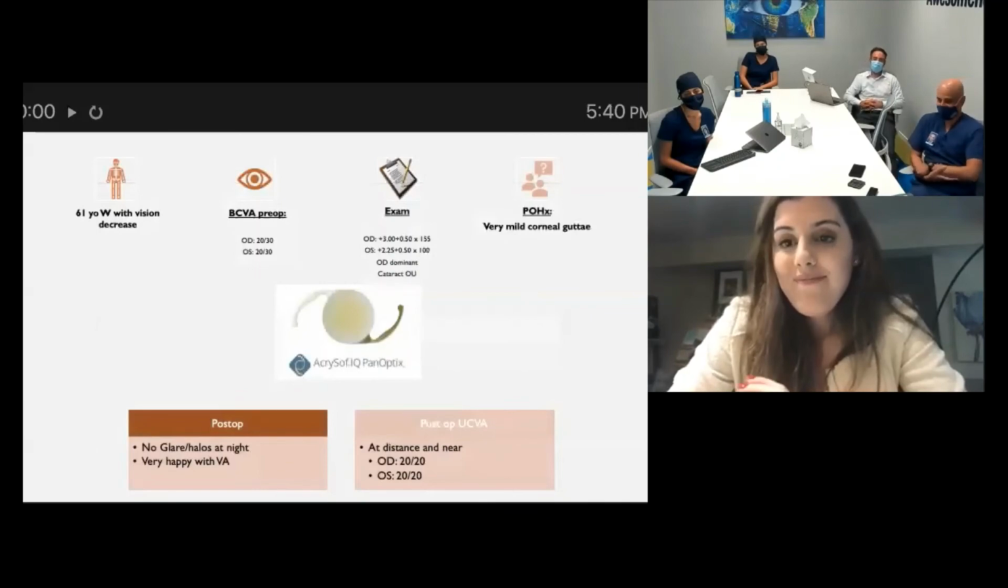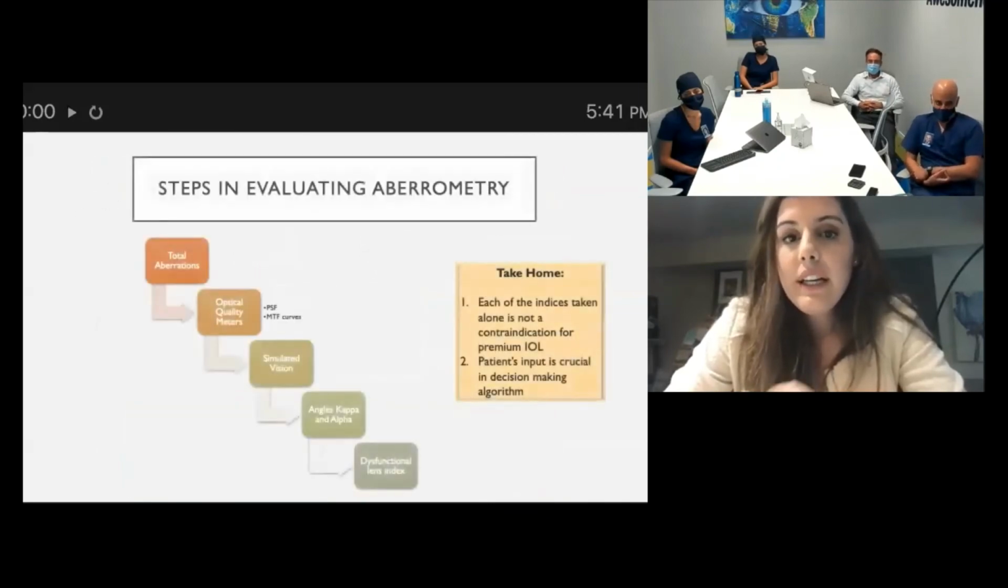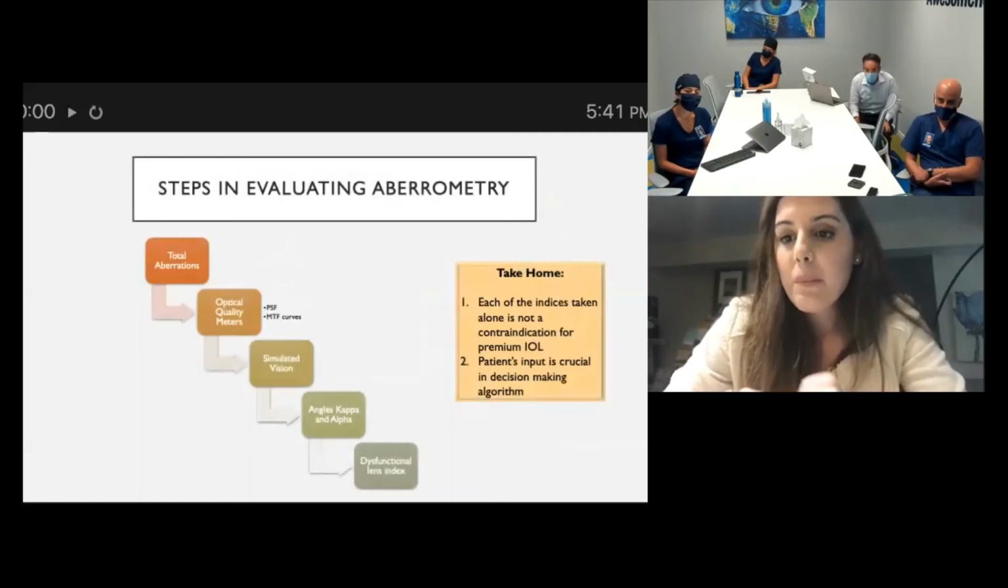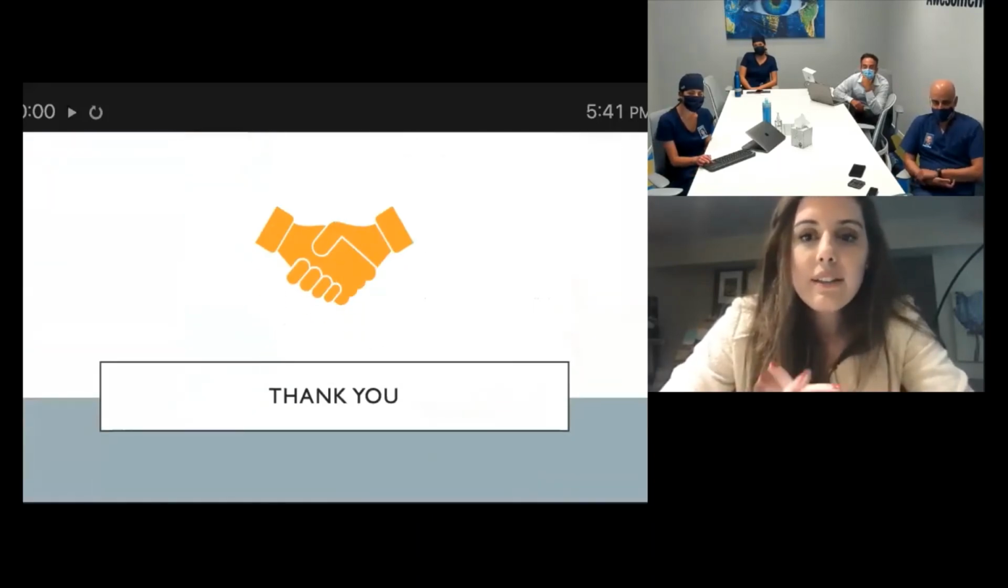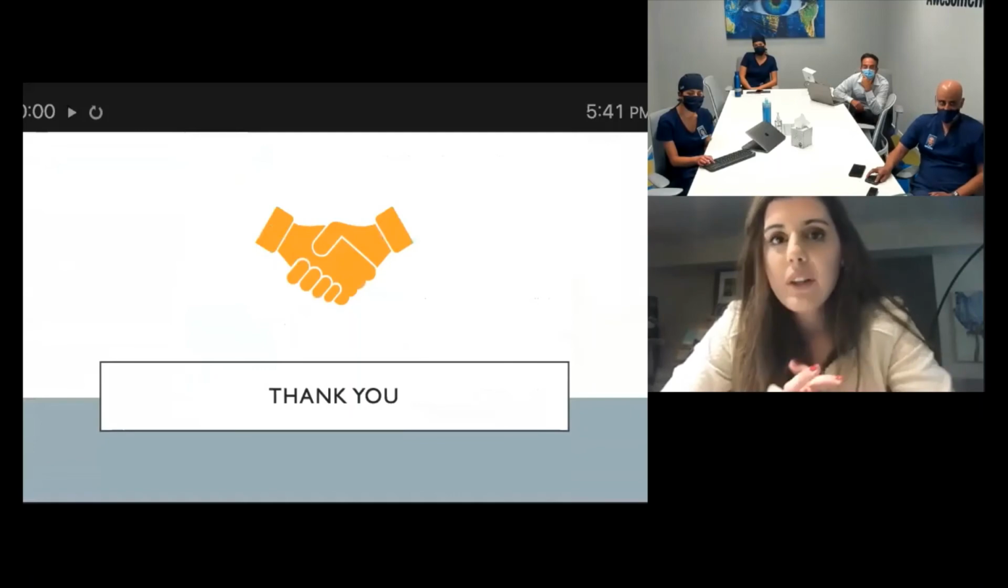So in conclusion, each of the indices alone in the EyeTrace is not a complete contraindication or indication for a premium IOL. You need to put everything together, but very crucial is to involve the patient and assess the patient's personality in the decision-making process, because that can make all the difference with these IOLs. These are my references, and thank you. Do you have any questions?